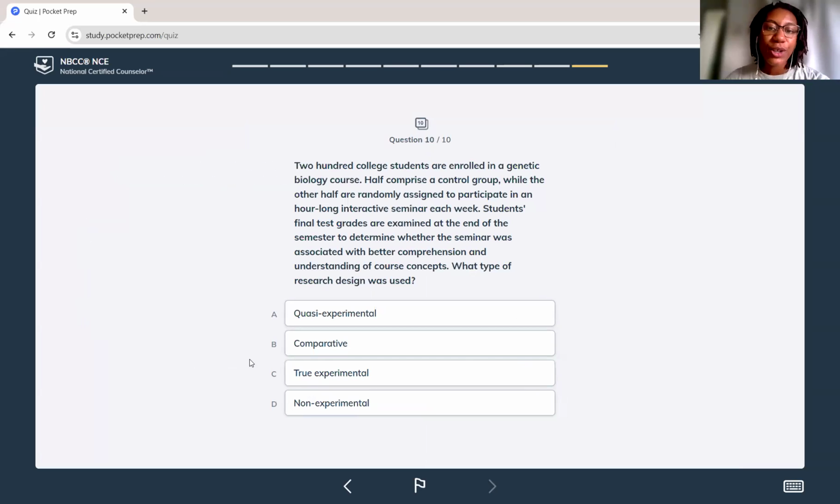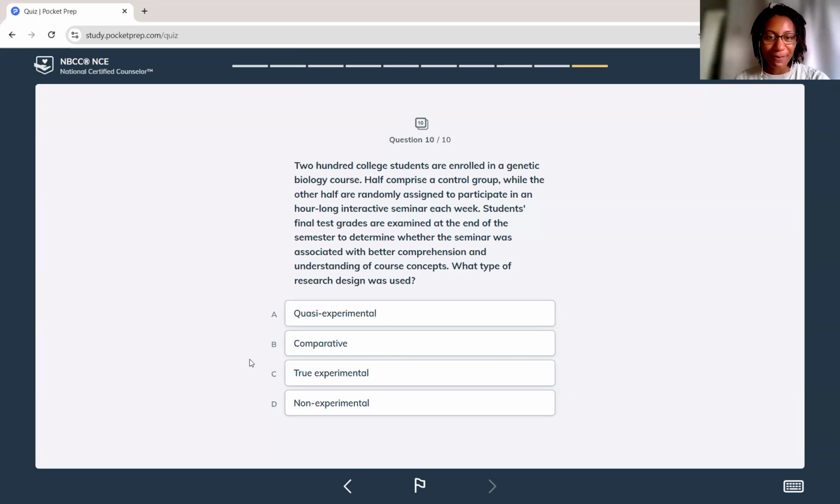Question 10. 200 college students are enrolled in a genetic biology course. Half comprise a control group, while the other half are randomly assigned to participate in an hour-long interactive seminar each week. Students' final test grades are examined at the end of the semester to determine whether the seminar was associated with better comprehension and understanding of the course concepts. What type of research design was used?